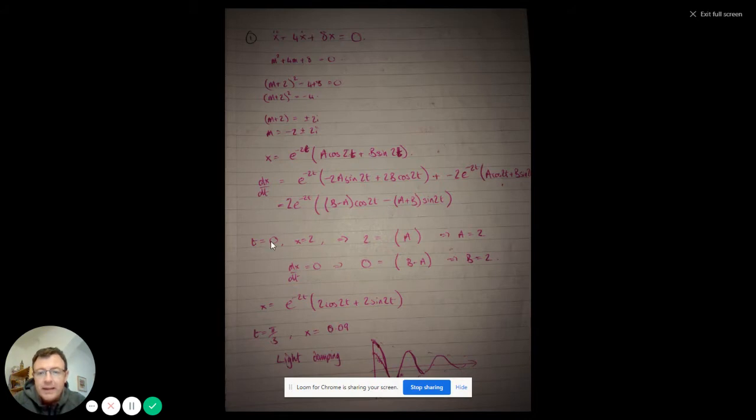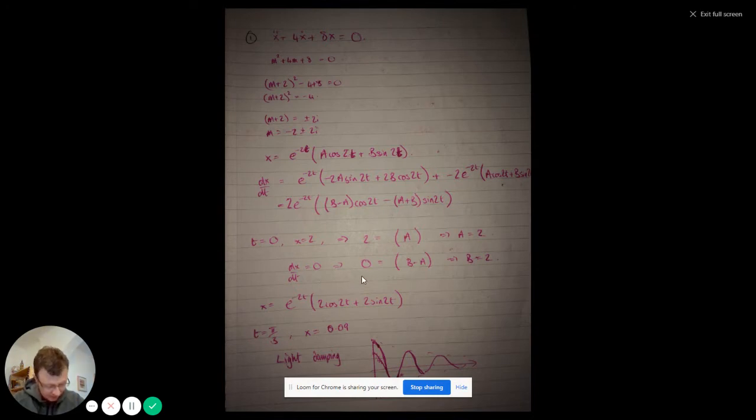Okay, and then subbing in when t is 0, x is 2. So subbing into there, that's 1, that's 0, that's 1. So that just leaves a is 2. And then subbing in dx/dt is 0 because it says it's at rest. So this is 0, 1, 0, 1. So b minus a is 0. So b is 2 as well. And then calculate, find x as a function of t. There's x as a function of t.